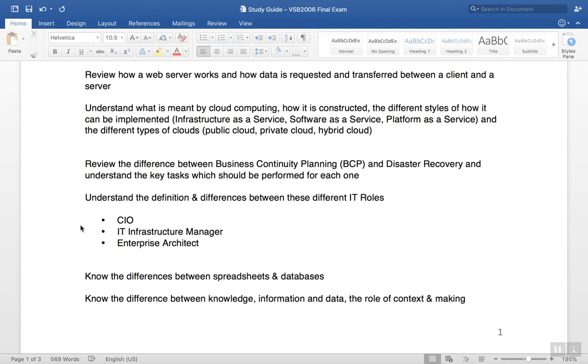But this idea of the organization of data, information, and knowledge is a pyramid, with data at the bottom, information in the middle, and knowledge on top.